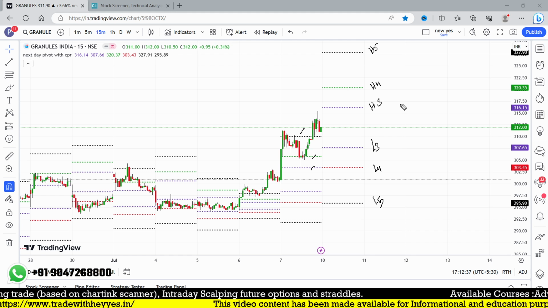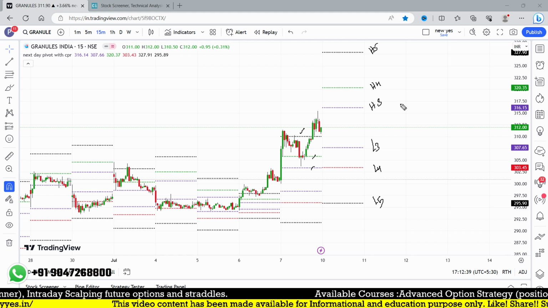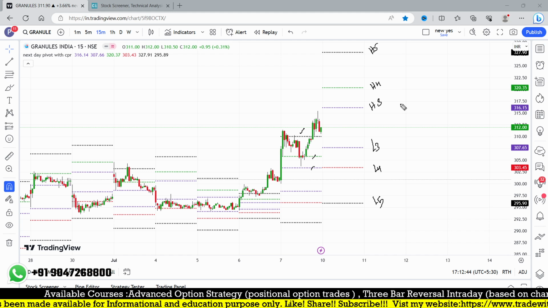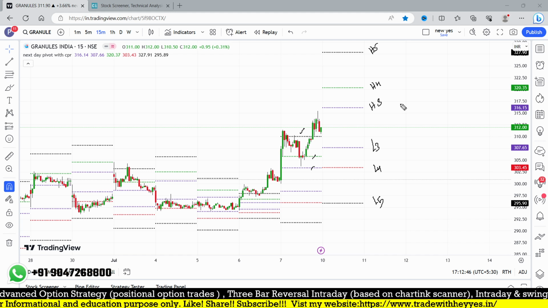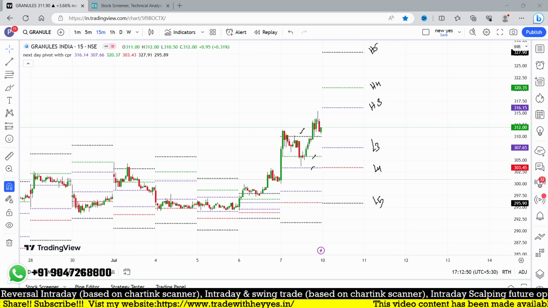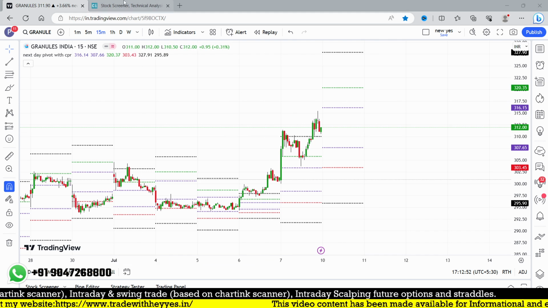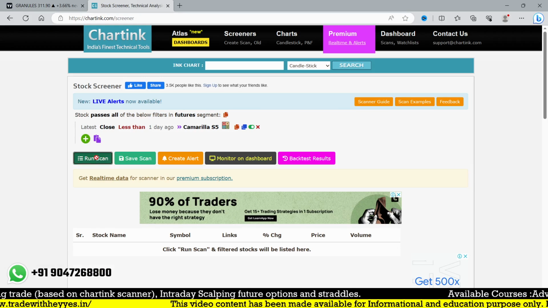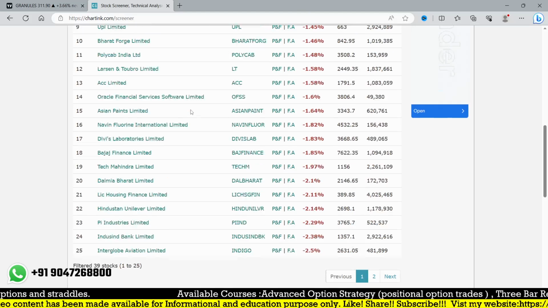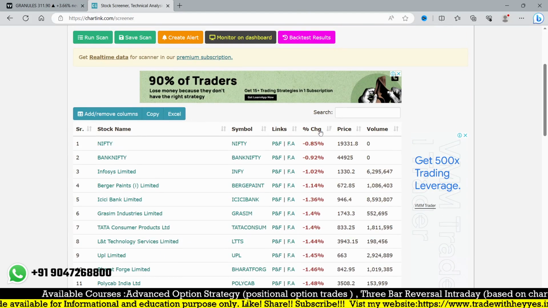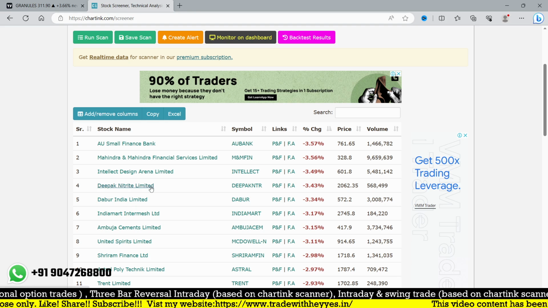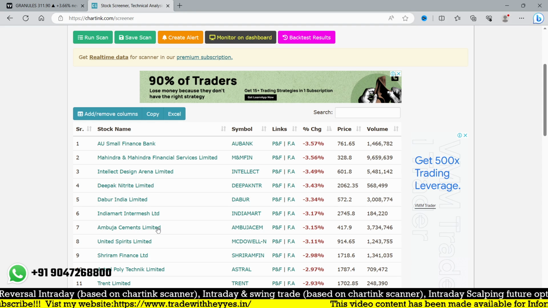So what is the use of this particular scanner? We can easily find out the narrow range and the trending range. I will touch on that at the end of the session after creating the scanners, so don't skip the video and watch it now. Here we find how many stocks, even Nifty. Almost 39 stocks were in the list. And if you go to the bottom, AU Bank, Mahindra and Mahindra, Intellect, Deepak Nitrite, a lot of stocks.